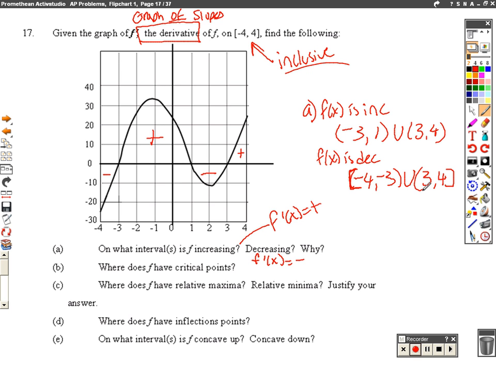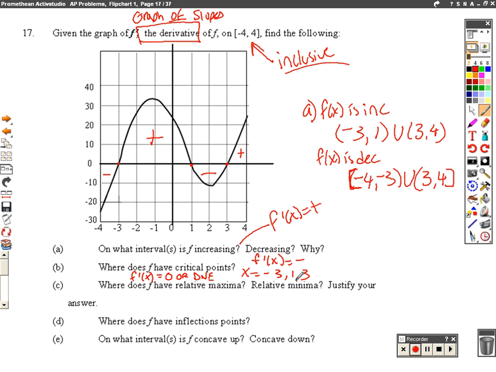All right, where does f have critical points? Well, we have critical points everywhere the derivative f prime of x equals 0 or does not exist. So let's look in here. There's no places where it doesn't exist because I don't see any holes and I don't see any asymptotes, but I do see 3 locations where it equals 0, which would be -3, 1, and 3. So that would be -3, 1, and 3.